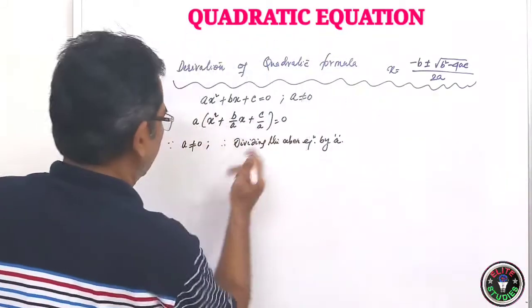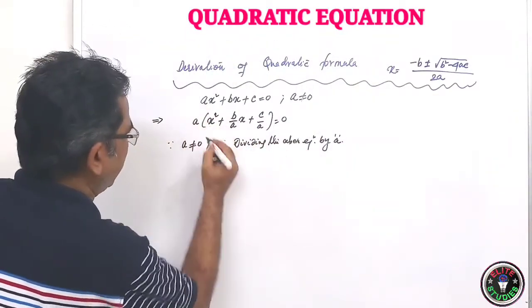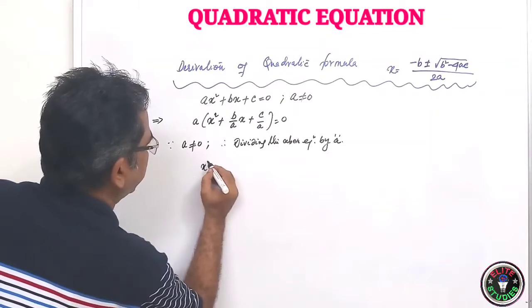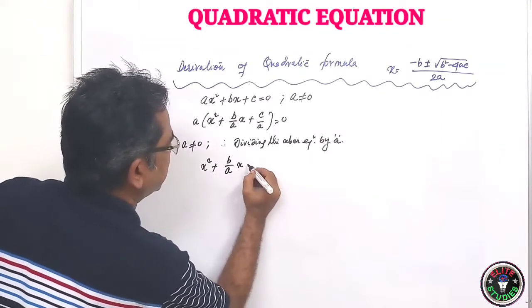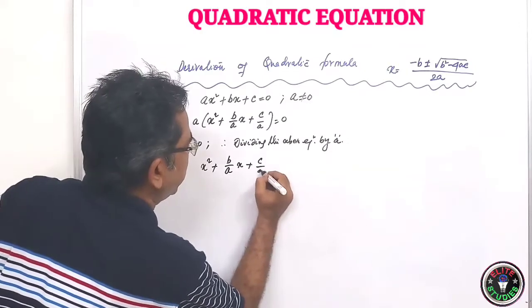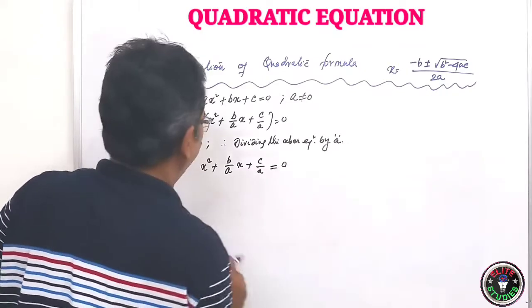So it is 0. Dividing, what will we get? This a by a will be 1. So we will get x square plus b by a x plus c by a is equal to 0.